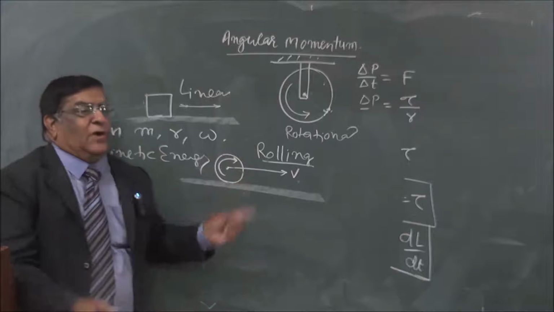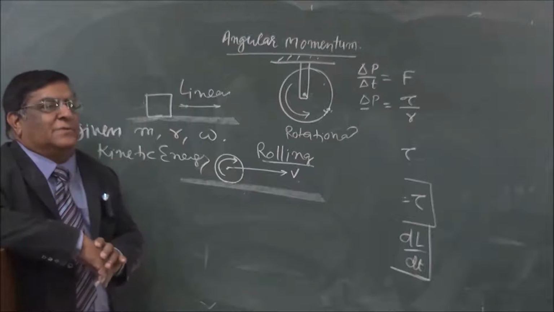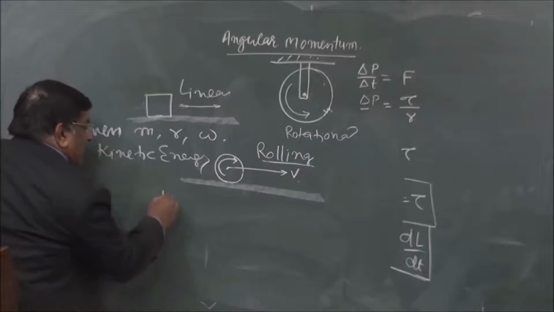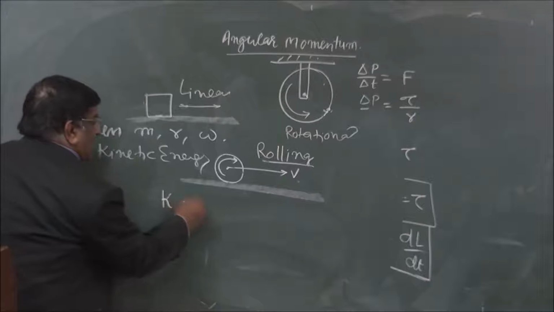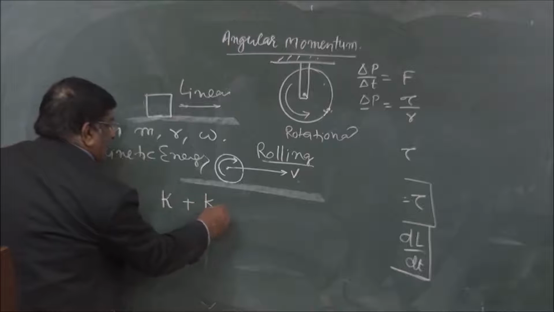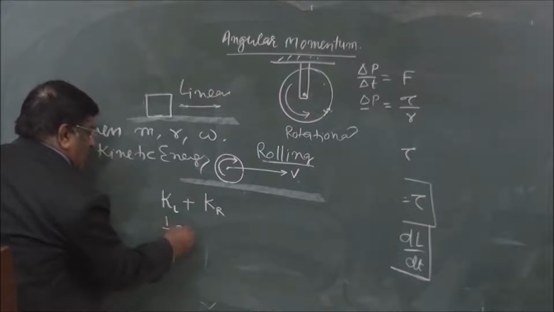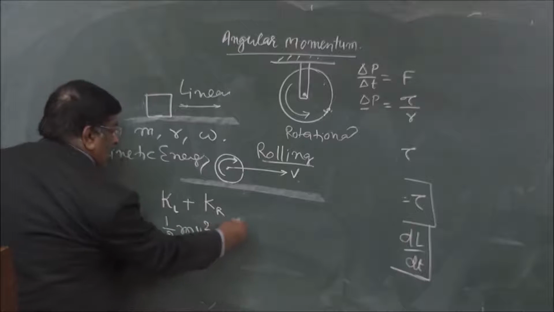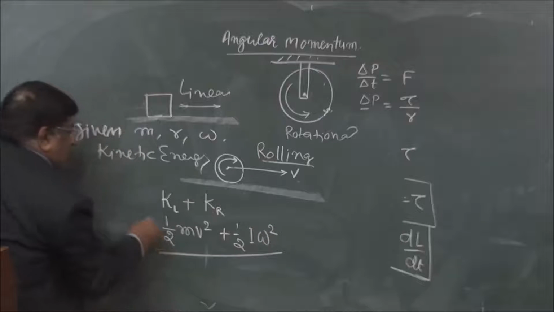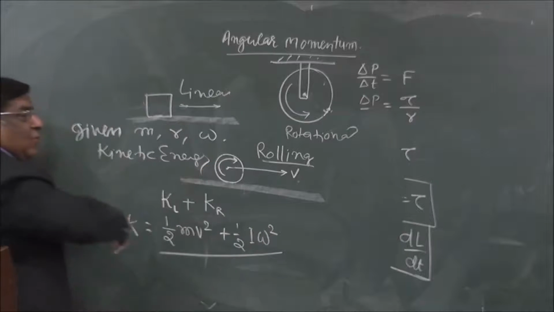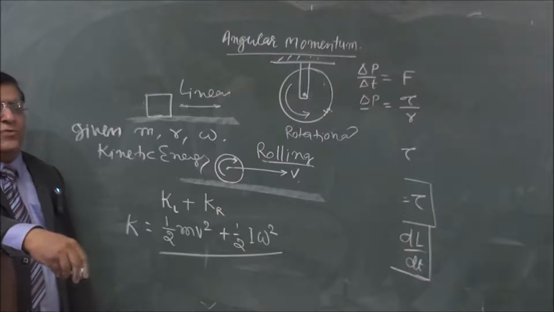Kinetic energy of a rolling object. A rolling object has two types of kinetic energy. We call it kinetic energy of linear motion plus kinetic energy of rotational motion. Kinetic energy of linear motion, half m v squared, plus half I omega squared. This is the total kinetic energy of a rolling body, please remember. Right? Now you can tell me one thing.